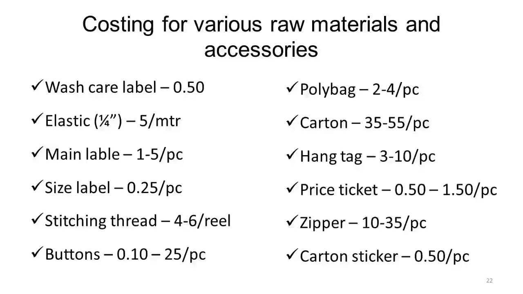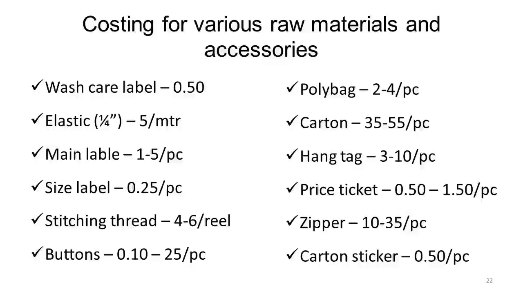Main label, because it is the brand label, and if you're doing a main label for someone like a Victoria Beckham, the price of one label could be 50 rupees, or maybe more. But the normal labels, the ones we do for Mango, Zara, H&M, etc., normally it is well within 1 to 5 rupees. Size label is very cheap, very small. 25 paise per piece is more than enough. Sometimes as less as 10 paise.